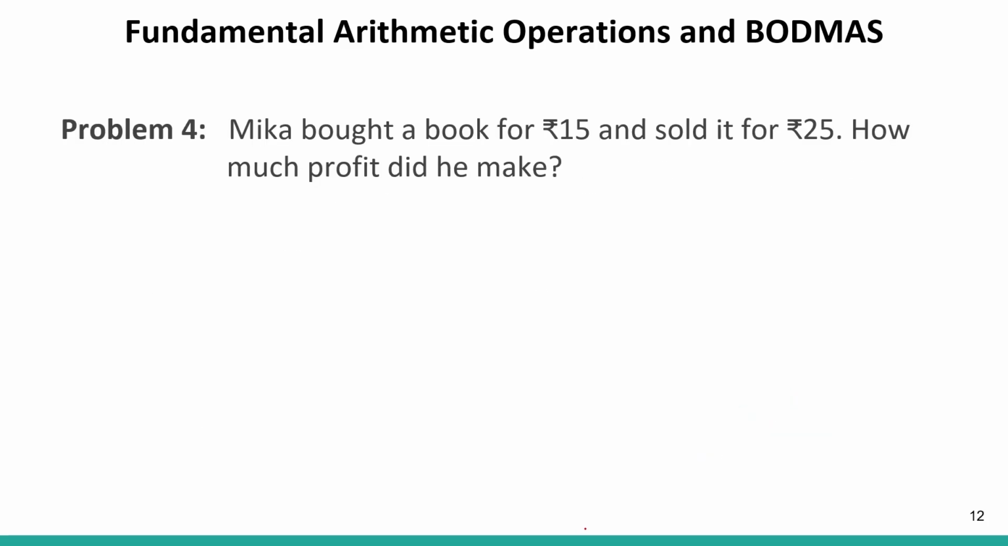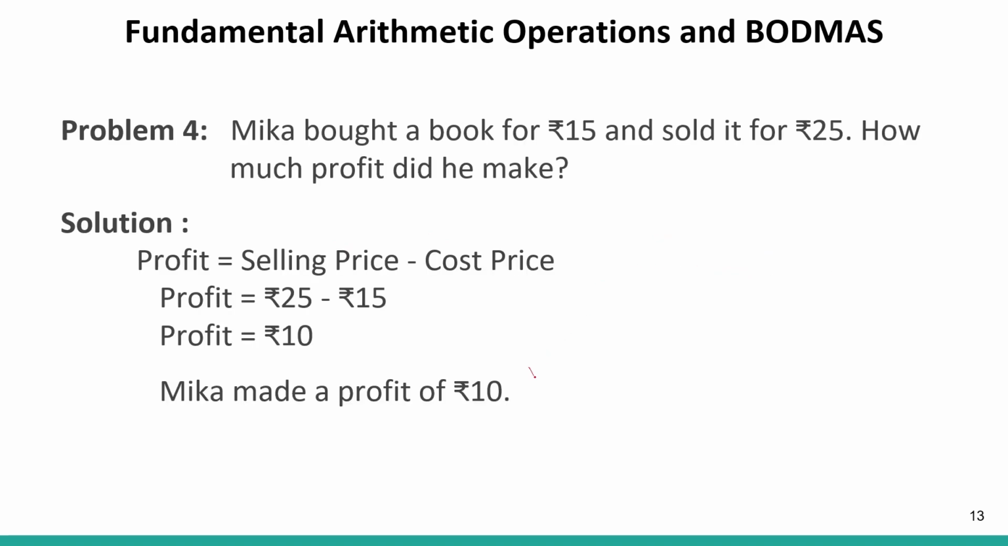So let's see problem number 4. It asks: Mika bought a book for 15 rupees and sold it for 25 rupees. How much profit did he make? The cost price is equal to 15, the selling price is equal to 25. So 25 minus 15 is equal to 10 profit. Mika made a profit of 10 rupees.